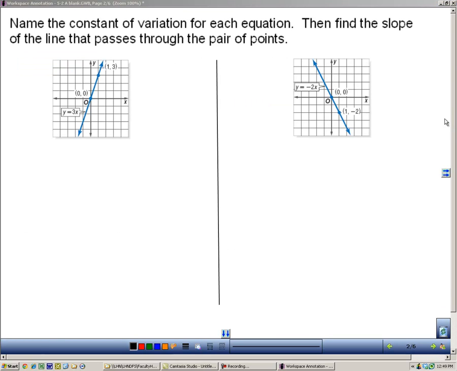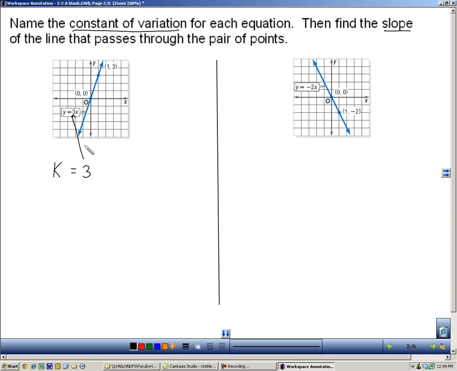Here we're asked to find two things. We're asked to name the constant of variation, and then we're asked to find the slope. Hopefully you'll find this very easy, because remember that in a direct variation, which is what this is, y equals 3x, the k, which is the number in front of the x, is right here. So we know that our k here is a 3, because it's right in front of the x term, and we learned that in the last slide.